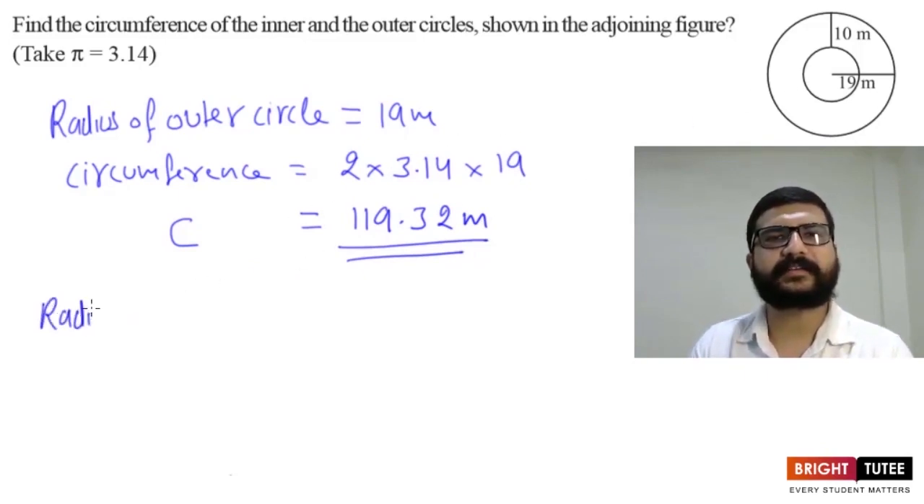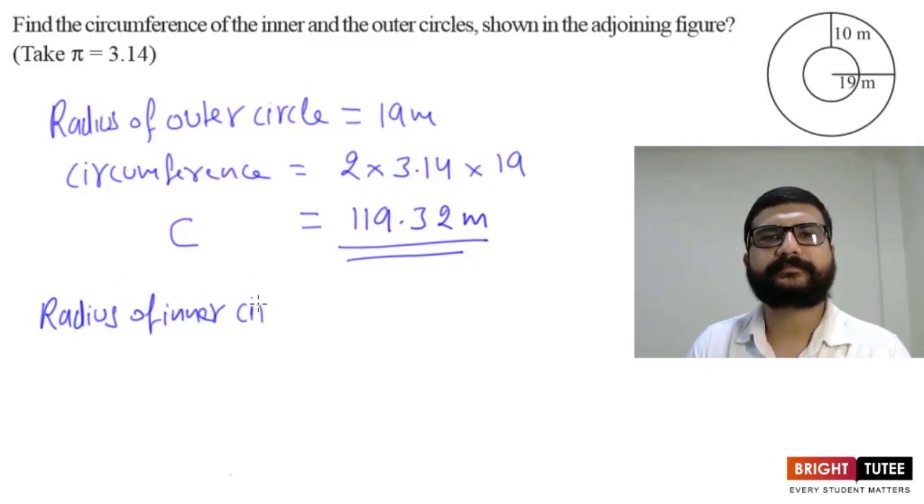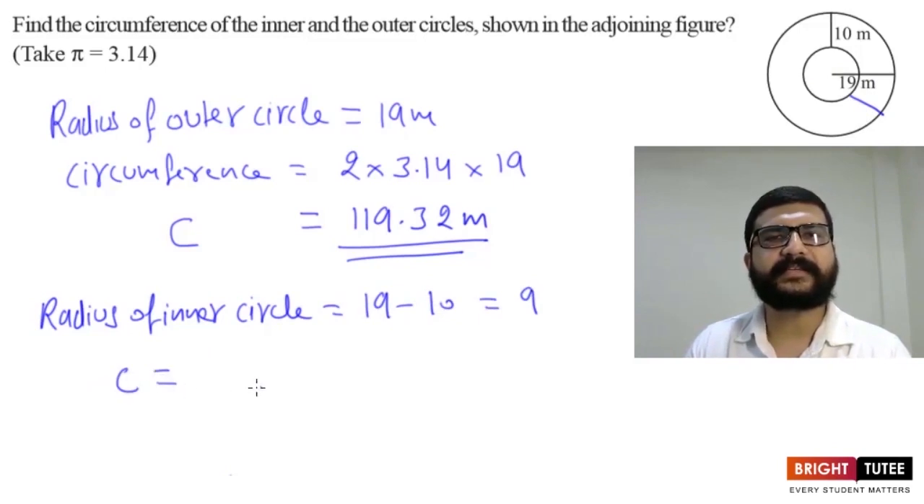So what will be the radius of the inner circle? The radius of the inner circle should be equal to the outer radius, that is 19, minus the width of this path, and that is 10. So it will be 19 minus 10, and that is equal to 9. Now the radius is known, so therefore we can say the circumference is equal to, here we can represent the circumference as C1. C is the circumference of the outer circle and C1 is the circumference of the inner circle. So C1 is equal to 2 pi r. Now let's put the values here. It will be 2 into 3.14.